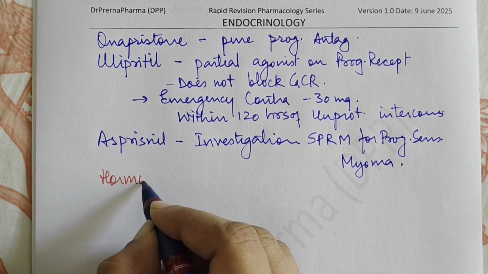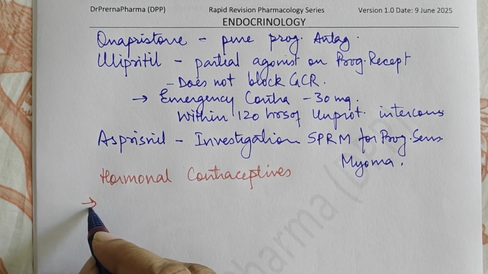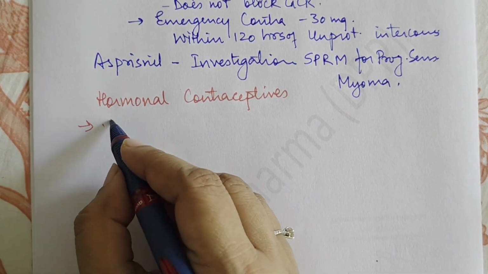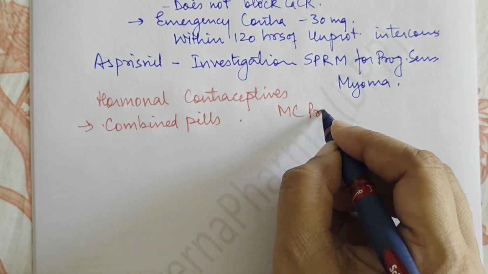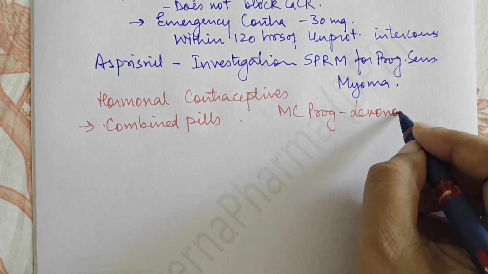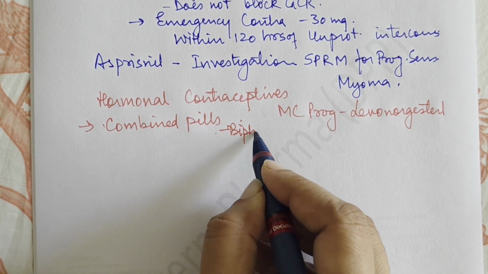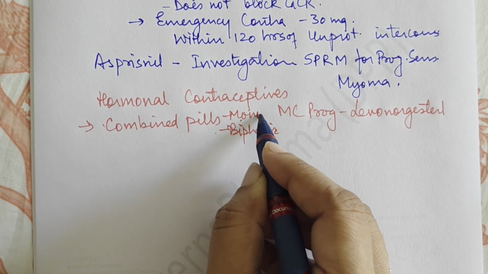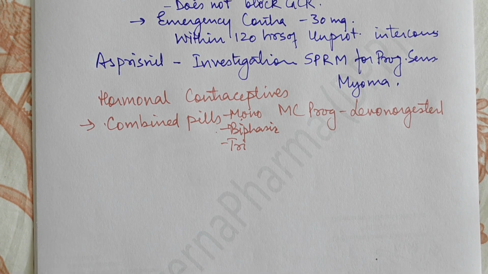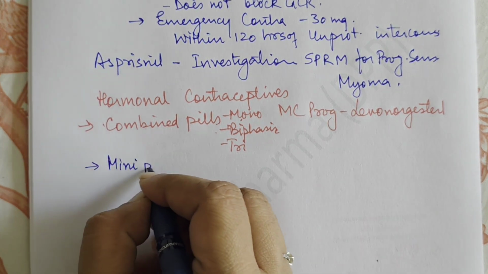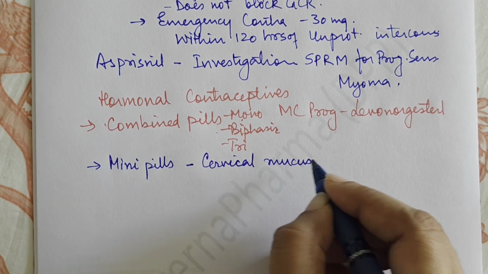Next we go on to the hormonal contraceptives. Now hormonal contraceptives are a very easy topic, and usually questions based on this should not go wrong. Mostly they are combined pills, right? The most common progestin that we use is levonorgestrel. In combined pills there are monophasic, biphasic and triphasic. So these are the pills, and we also have some mini pills. These mini pills basically cause cervical mucus thickening.